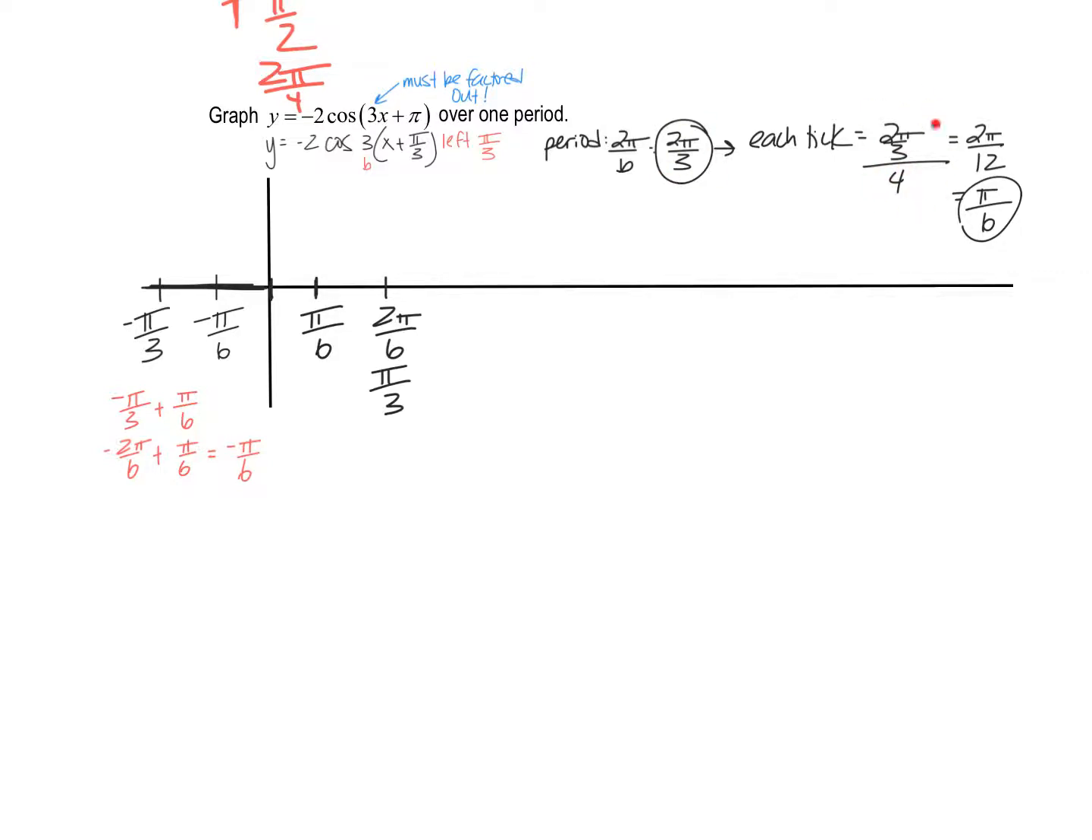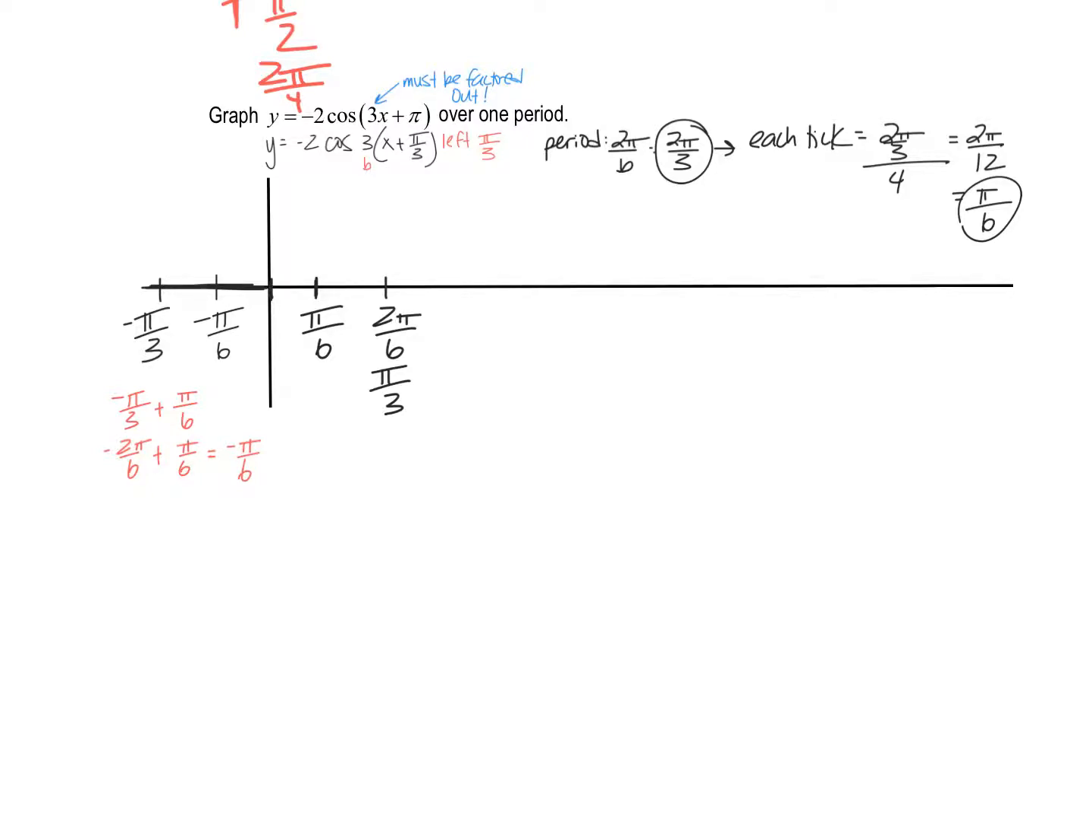There's some more fraction work that you need to be okay with here. 2 pi over 3 over 4 is the same thing as multiplying by 1/4, which gives you 2 pi over 12, which reduces to pi over 6. Again, more fractions. Negative pi over 3 plus pi over 6. Get a common denominator. It gives you negative pi over 6. That's why I have 2 tick marks over here. And then when you add pi over 6 again, you get 0. Add pi over 6, you get pi over 6. Add pi over 6 one more time, 2 pi over 6, which reduces. So here are all my x-axis labels.